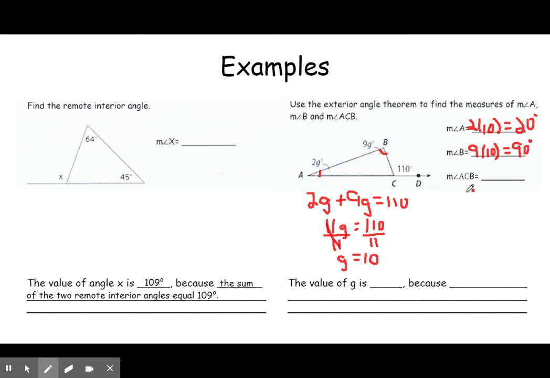All right, now let's use what we know about triangles. If angle A is 20 and angle B is 90, I know that if I take my three interior angles and add them all up, 20 plus 90 plus the measurement of angle ACB.